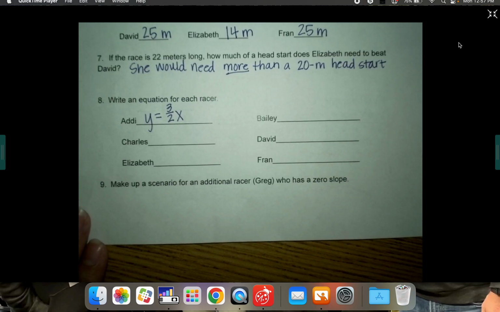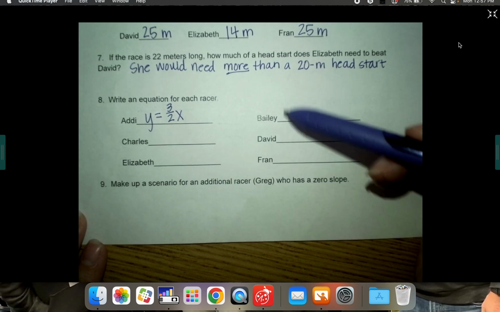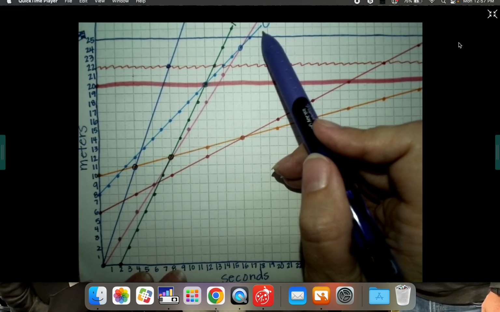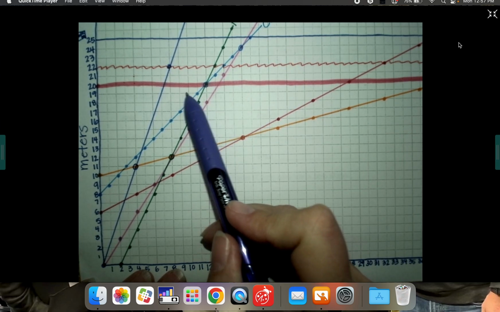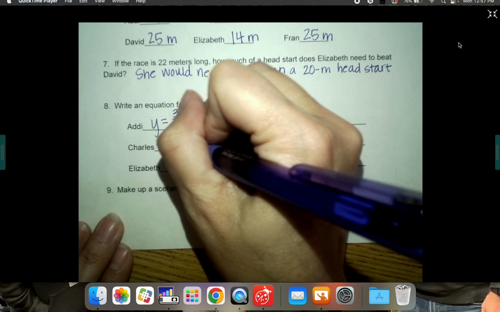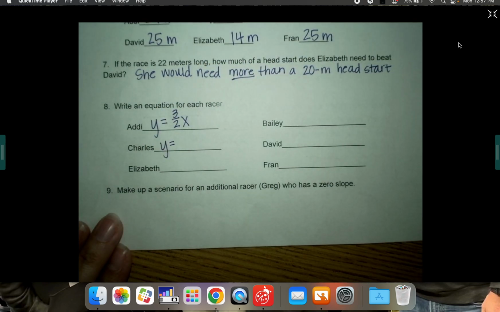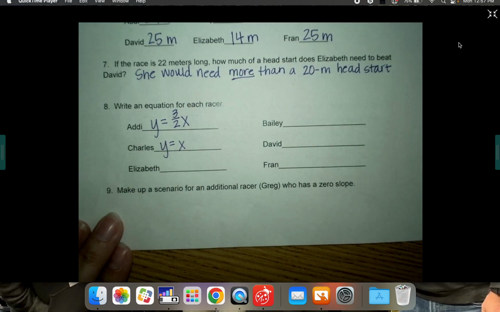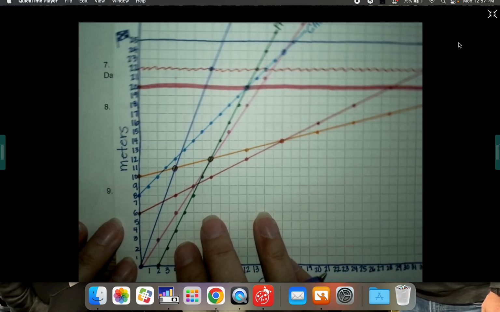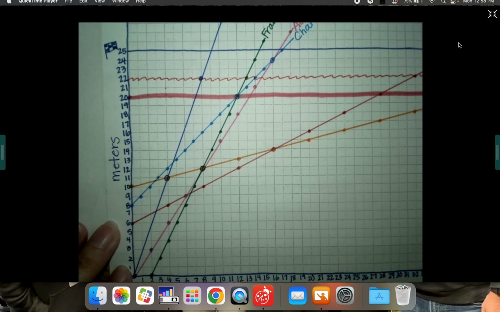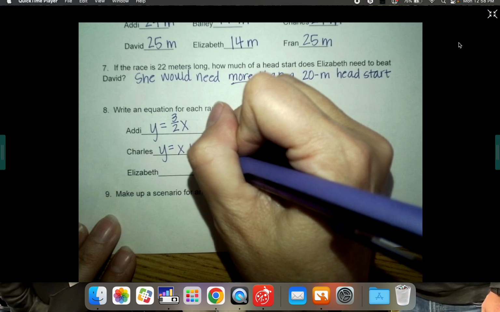All right, do you want to go down to Charles next or Bailey? Charles? Okay, let's go to Charles. Charles, what was his rate? Up 1/1. So Charles was y equals 1/1x. What's a better way to write 1/1x? Just 1 or even just x. You could leave it hidden if you want. Plus, where did Charles start? Yes, he got an 8 meter head start, so plus 8.